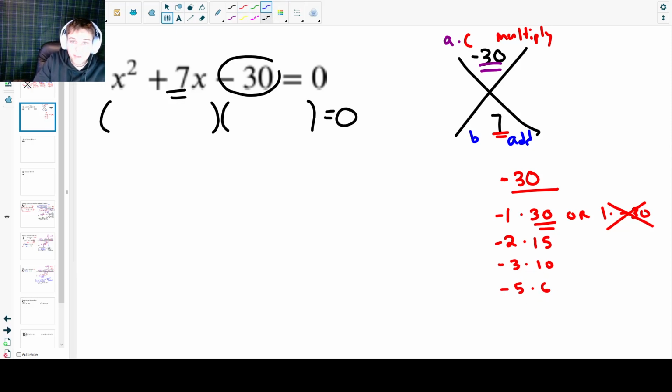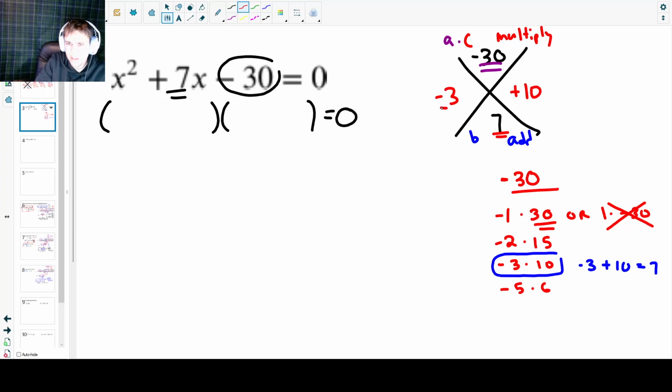When I go through these and I try to figure out which one will correctly add to be 7, I find this answer right here. Because if I do negative 3 plus 10, I get 7. So that is the pair of numbers that we're going to use to solve this x problem. So we have negative 3 and positive 10.